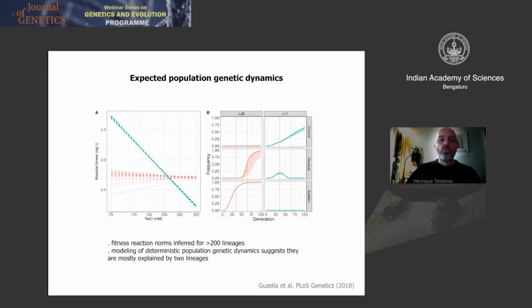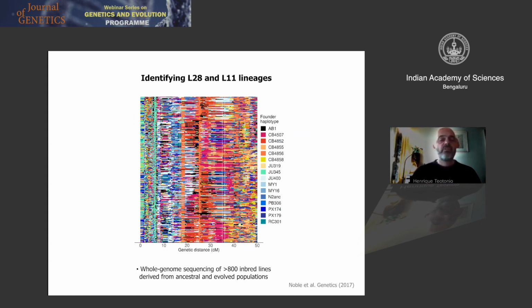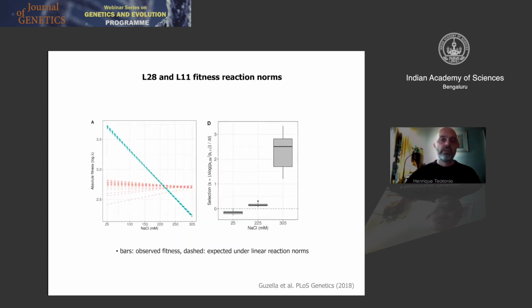And so we wanted to verify this model, and because we had genome sequences of many lineages derived from these populations, we were able to match the SNP data with the genome Illumina data, and to pick from the freezer the two lineages that we expected would explain most of these dynamics. And then we did a whole series of assays, essentially to confirm that our model indeed was accurate, in particular the fitness reaction norm inference.